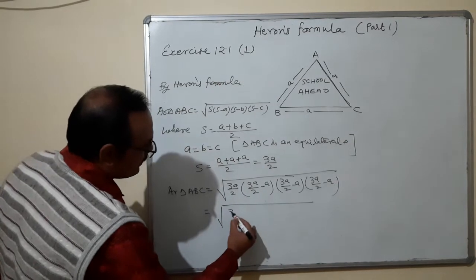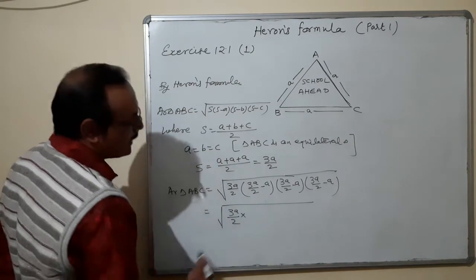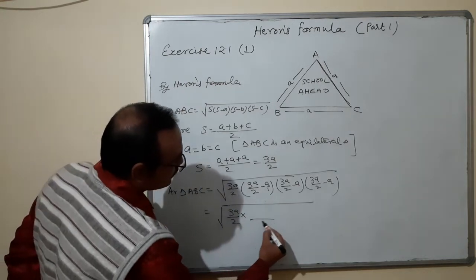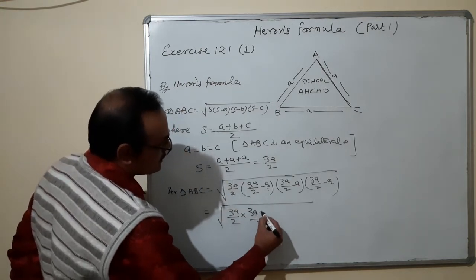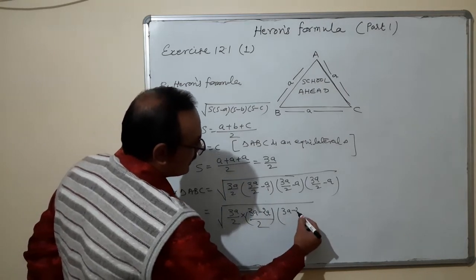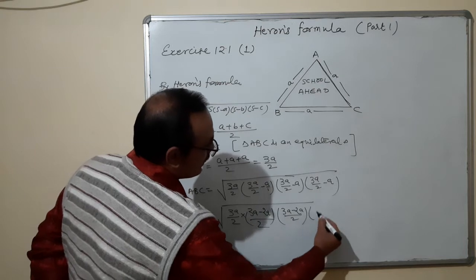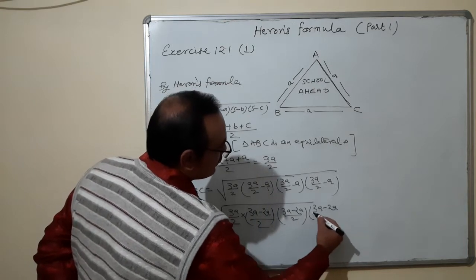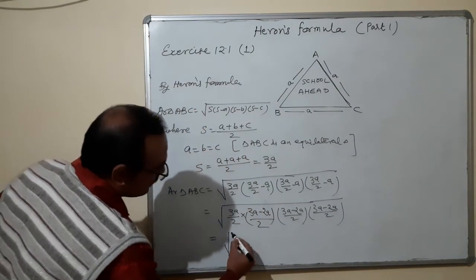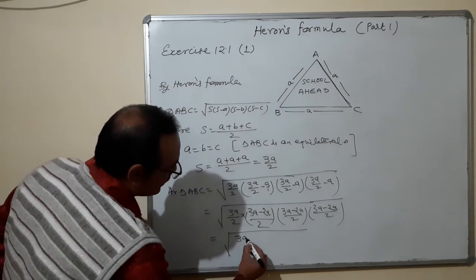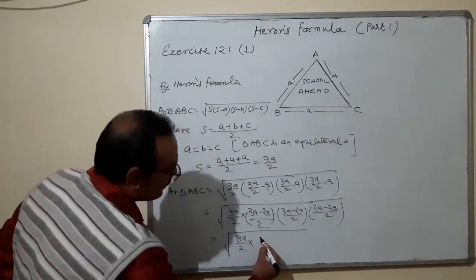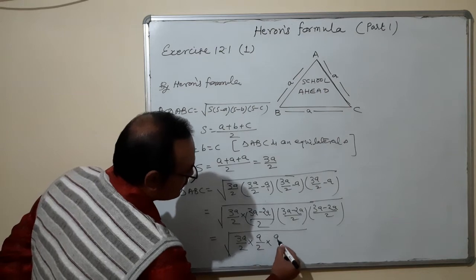It is coming 3 upon 2 multiplied by 3 upon 2 minus A upon 1, LCM is 2. It is coming 3A minus 2A, same as 3A minus 2A upon 2. Okay. In the next step, 3A upon 2, 3A minus 2A, A upon 2, A upon 2, A upon 2. How many times? 3 times.